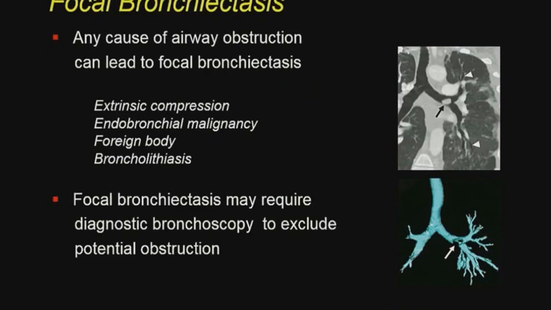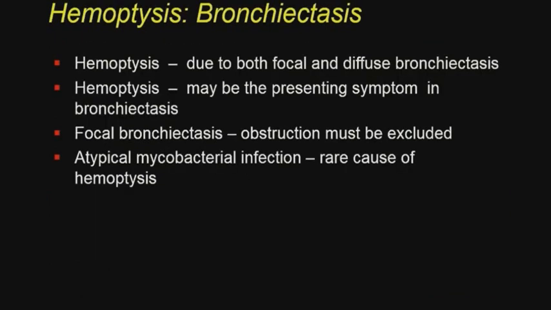When we come to focal bronchiectasis, things become slightly more involved, because basically any cause of airway obstruction can lead to focal bronchiectasis. It can be due to extrinsic compression, endobronchial malignancy, foreign body, or bronchiolitis. What is important is that focal bronchiectasis in conjunction with hemoptysis would require diagnostic bronchoscopy in almost 100% of cases, because we do not want to miss causes such as malignancy or foreign body that can be diagnosed and sometimes, in case of foreign body, even treated with bronchoscopy.